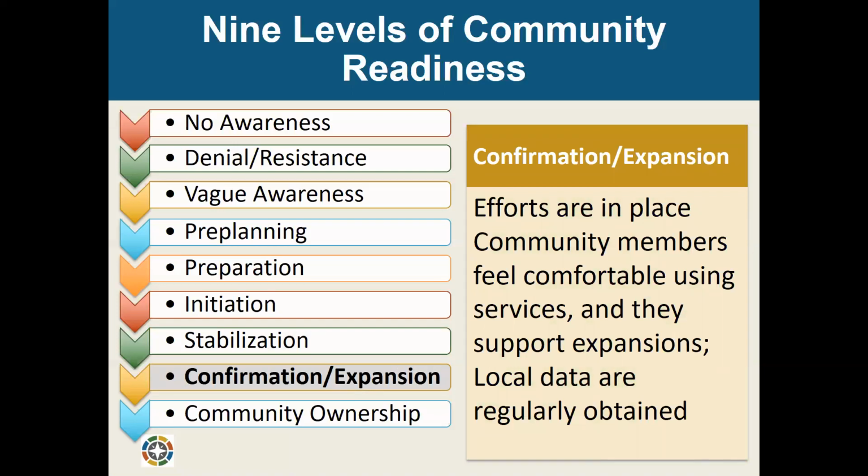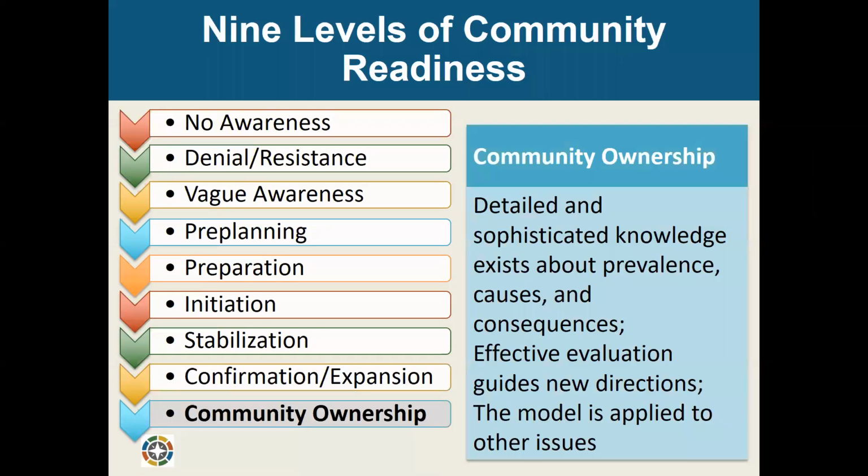And we are really collecting local data, regularly obtained, it's evaluated, and it's making some shifts. And then that last level there, that community ownership. This is when that detailed and sophisticated knowledge really exists about prevalence, causes, as well as consequences. We also are really having some very effective evaluation happening here. It's really helping us guide new directions.